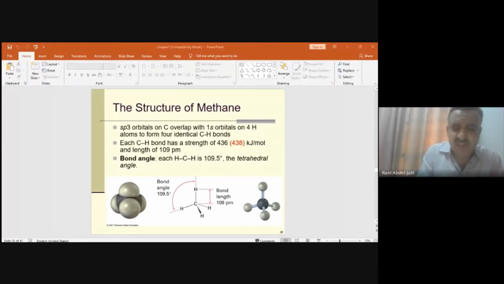So let me just write it down, and please always remember it. We fill 2s before 2p because 2s has less energy, which means the same thing, and it is closer to the nucleus.